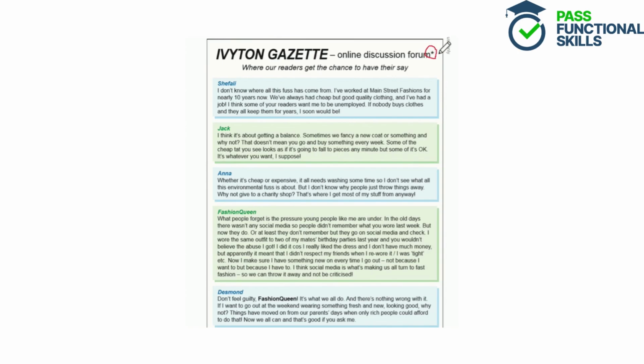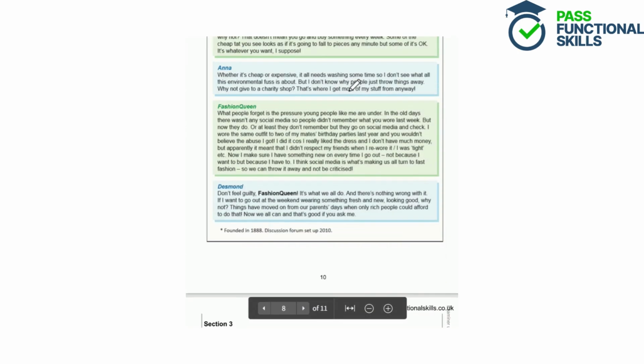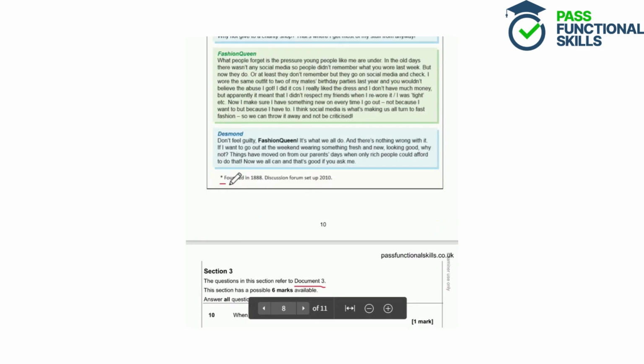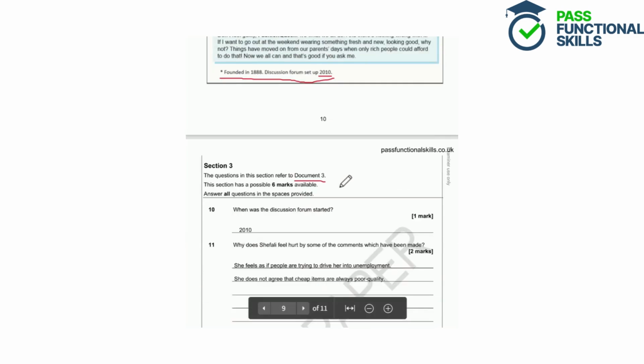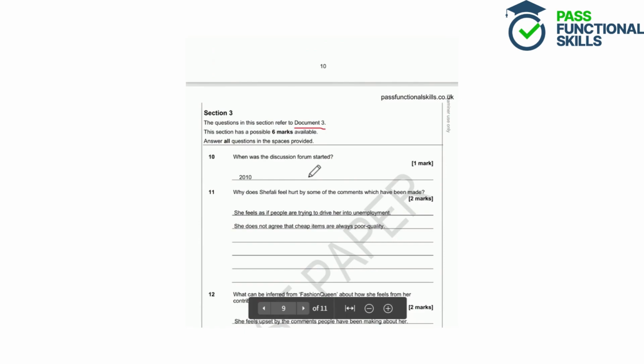So when you see a little star like that, it is often referring to a footnote at the bottom. So if we scroll down, we can see that there is in fact a footnote here, and it tells us that the discussion forum was set up in 2010. So the answer here is, when was the discussion forum started? It was started in 2010.